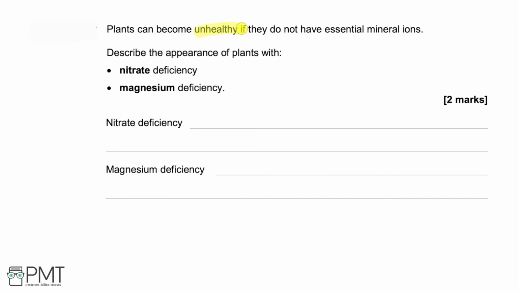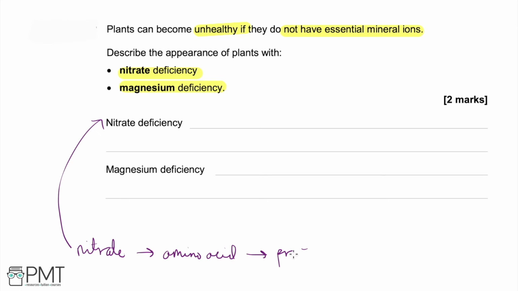Plants can become unhealthy if they do not have essential mineral ions. Describe the appearance of plants with nitrate deficiency and magnesium deficiency. Let's have a think about nitrate first. Well, nitrates are made into amino acids, which then become proteins. Now, proteins are essential for growth, since they make up much of an organism's body. So with less nitrate, and therefore less protein produced, the rate of growth will be stunted. So that's the effect of nitrate deficiency, stunted growth.